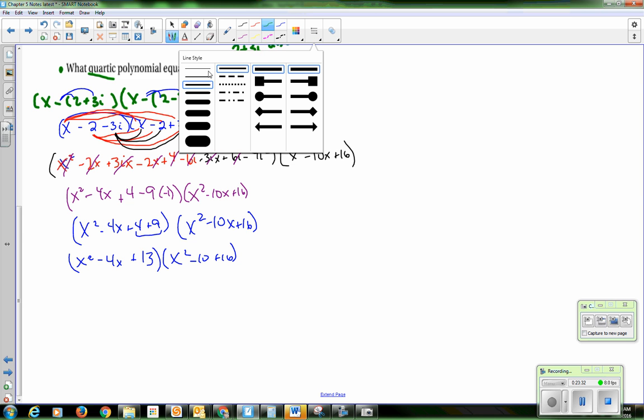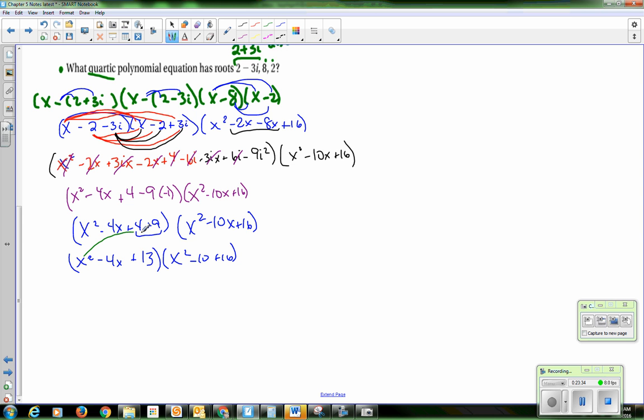So x squared times x squared is x to the 4th. X squared times negative 10 is negative 10x cubed. X squared times 16 is 16x squared. Negative 4x times x squared is negative 4x to the 3rd. Negative 4x times negative 10 is positive 40x squared. And negative 4x times 16 is negative 64x.